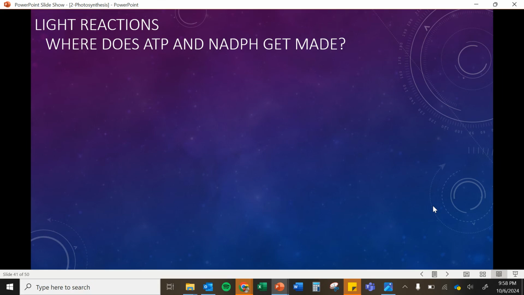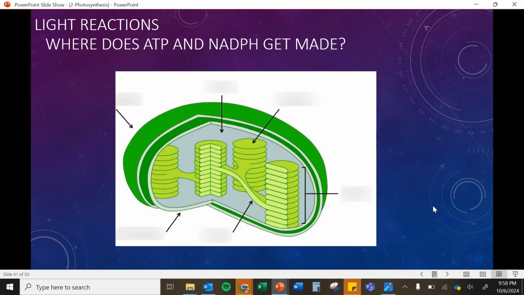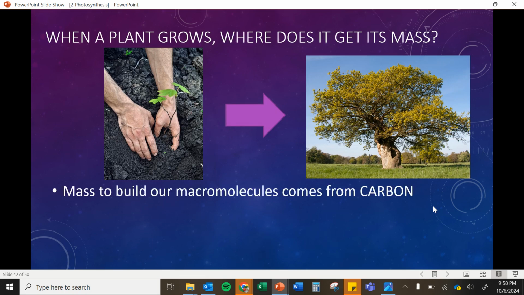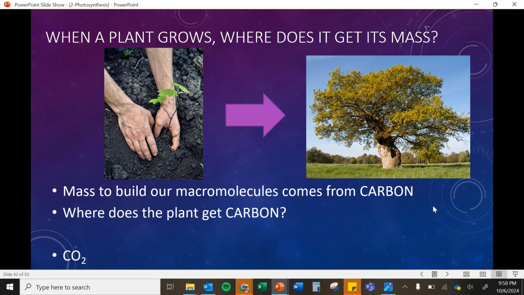Okay, so light reactions, where does ATP and NADPH get made? It occurs in the chloroplast, and specifically in the thylakoid, the light reactions again. Okay, and then where does the plant actually get its mass from? The plant is actually getting its mass through carbon. Okay, and where does it get that carbon? It gets that carbon from carbon dioxide. So it's kind of weird to think about that the plant is actually growing and getting physically bigger with more mass because it's getting that mass from the air, from carbon dioxide, and that carbon dioxide is then incorporated into the plant, making it bigger.